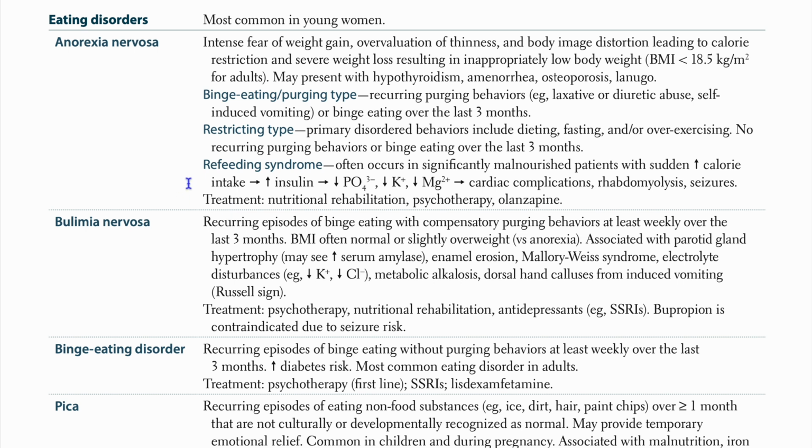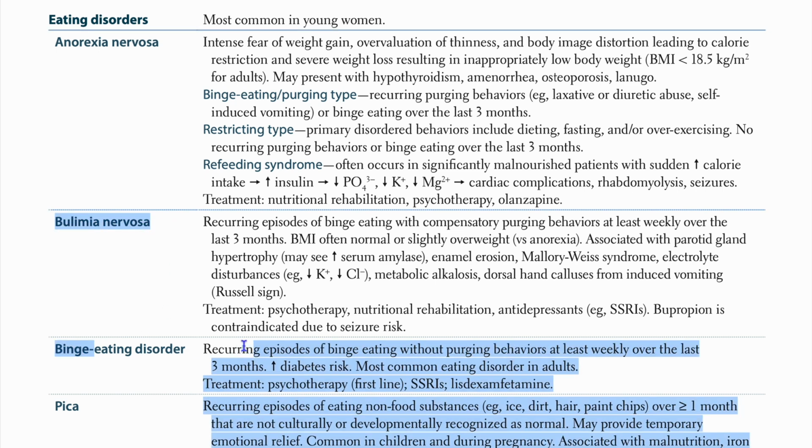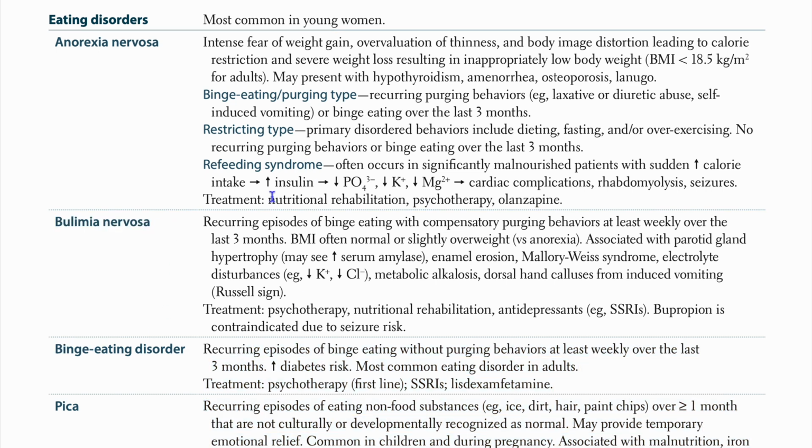Sometimes they give you the BMI, sometimes they don't, so you need to be able to differentiate between the two without it as well. Other times they'll give you BMI, but then they'll ask you which one of the anorexia types it is, and they'll give you other ones as well in the options.